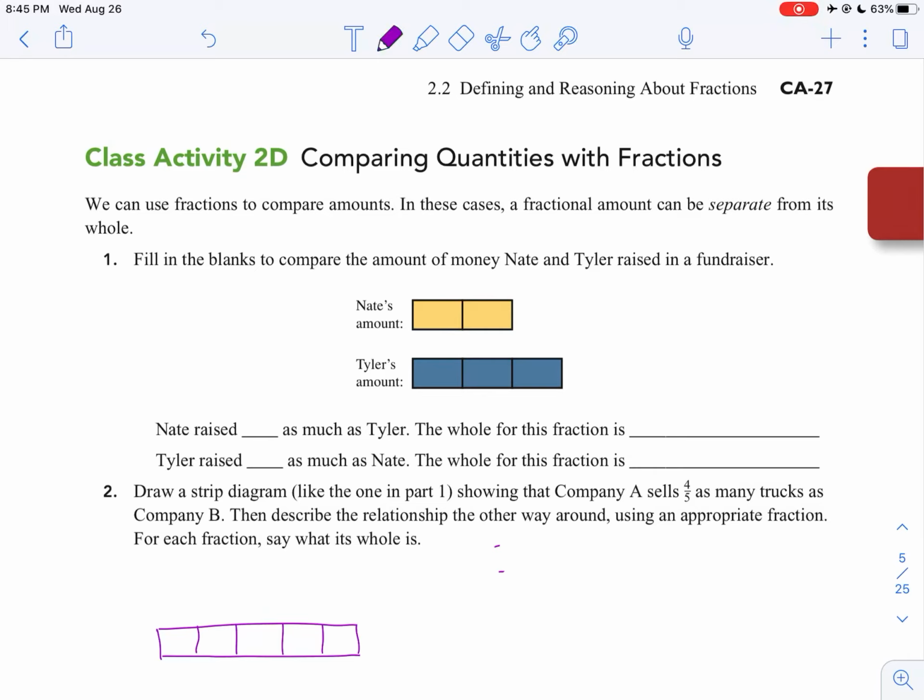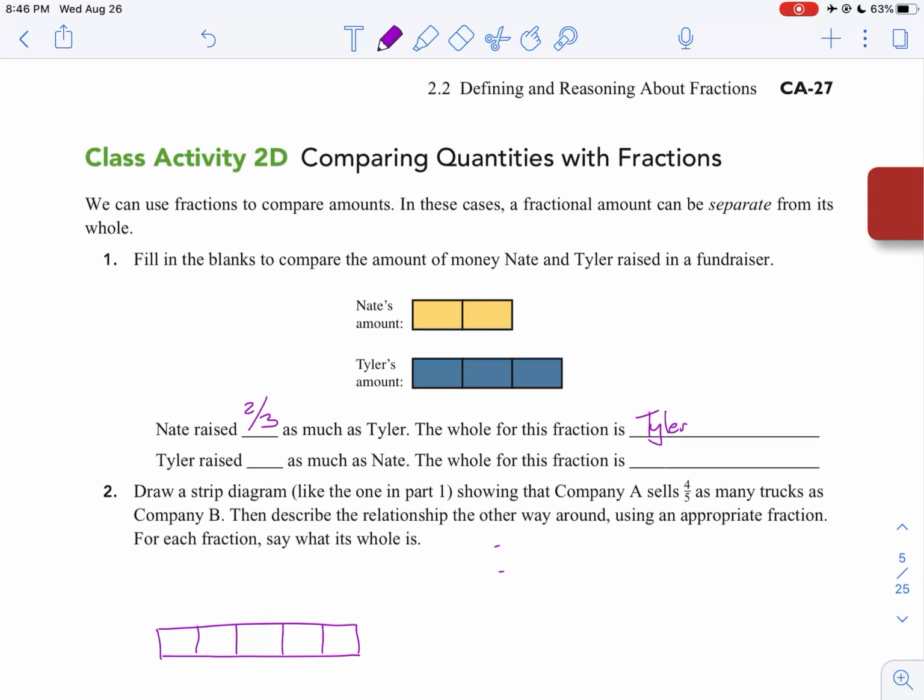Since we're comparing Nate's money to Tyler's, Nate raised blank as much as Tyler. I think it might help to think about like twice as much as Tyler or 5 times as much as Tyler. That would always be in comparisons to Tyler's amount, right? So Tyler's money is the whole. I think it's easier to think of that first.